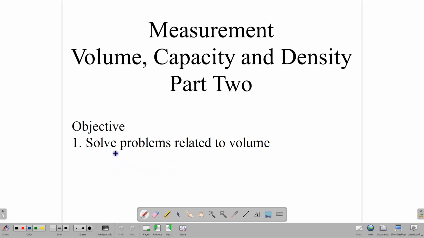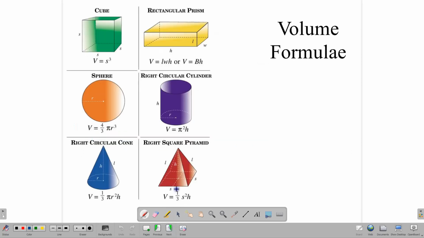In this lesson, we're going to be solving problems related to volume that deal with the other types of shapes that tend to come on your exam. So we're going to look at our first question. First, let's review some of the formulas that we use.